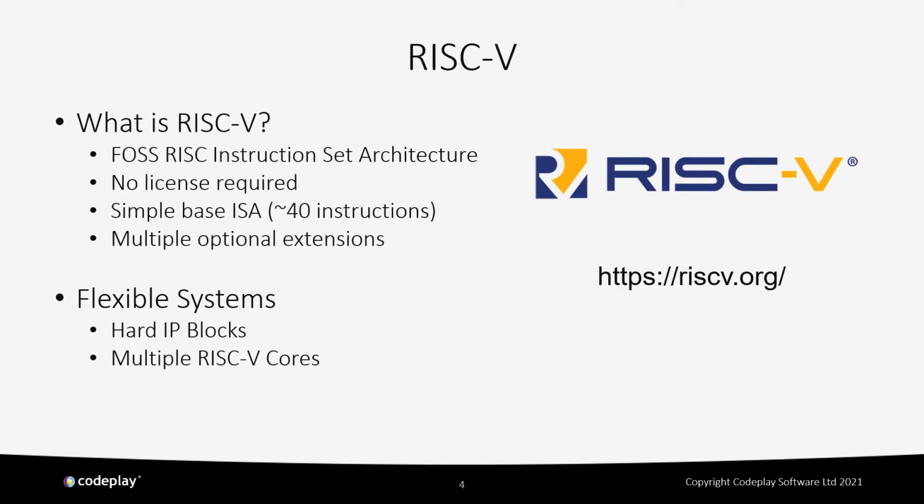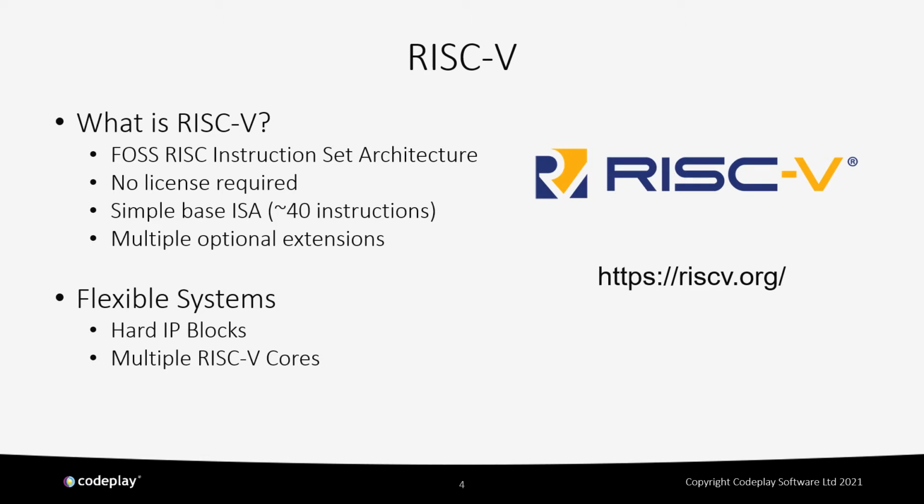RISC-V is a free and open source RISC-based instruction set architecture which requires no licenses. Because it's open source, there is a very collaborative approach across the community, similar to what you see in open source software. There are common free toolchains and a growing ecosystem. There are also new open source architectures being created, such as an open source GPU.